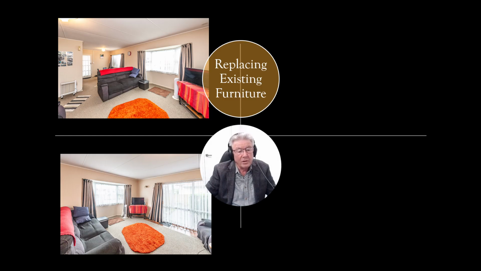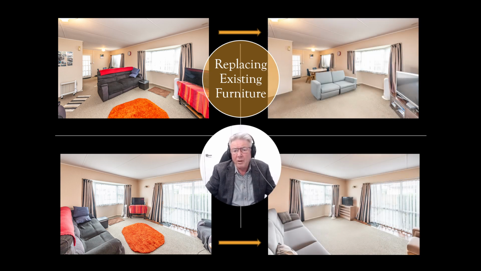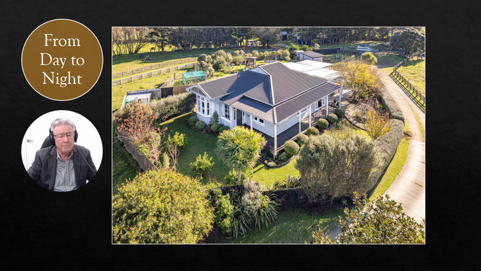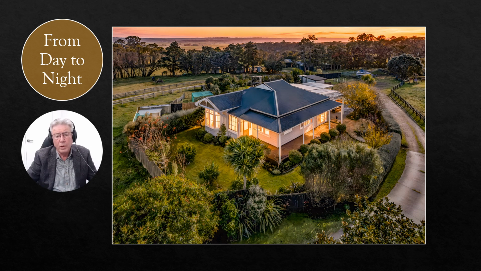With these photos on the left, the vendor asked me to replace the furniture and what have you, so that the house was not recognizable, obviously, to some people. So we did that, and the photos on the right are again effective use of AI technology. This is another example of going from daytime to nighttime, and really effective.